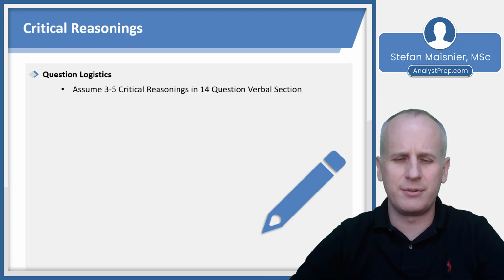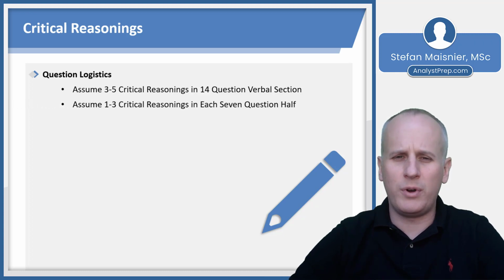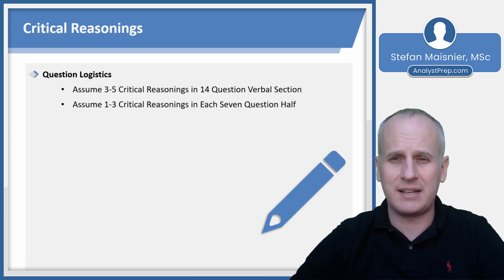First, assume that you're going to see 3 to 5 of these unique question types in the 14-question verbal section of the test. You're going to assume that there will be 1 to 3 critical reasonings in each 7-question half, and in many instances, in a harder second half, you are likely to encounter more of these question types because they are a little bit more complex and they generally take a little bit more time. And we know that time management is definitely one aspect of the exam as far as what it's trying to test in a test taker.